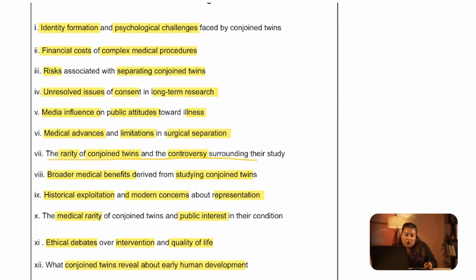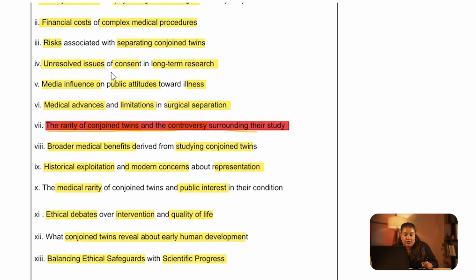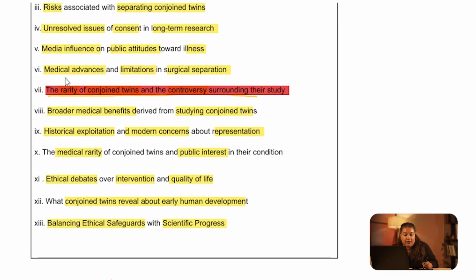We cannot use option 7 because that has already been used. So I'm going to be striking this option out. Identity formation and psychological challenges. We did not come across any challenges or identity formation. Financial costs of complex medical procedure. We don't have anything talking about financial cost. Risks associated with separation. We don't have anything talking about the risks here. Unresolved issues of consent in long-term research. Nothing related to unresolved issues. Media influence. Nothing about media influence.